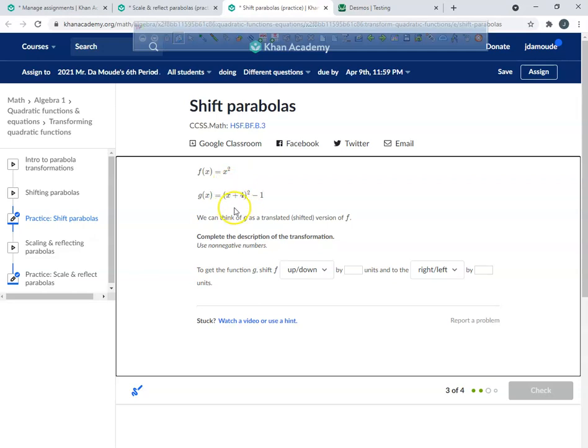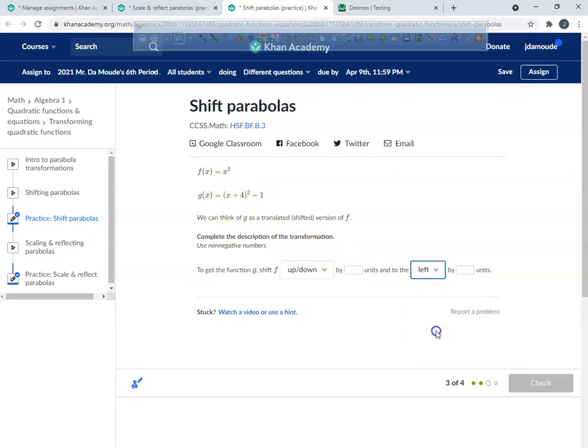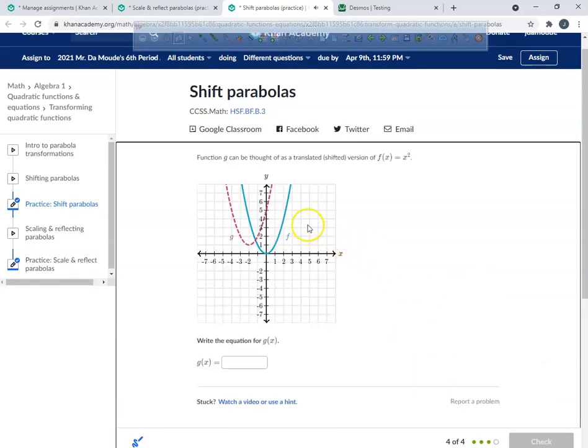What does that tell us happens? Left 4. So I'm going to go over here. We went left 4. And what does that tell me? Down 1. Down 1. All right, sweetness.